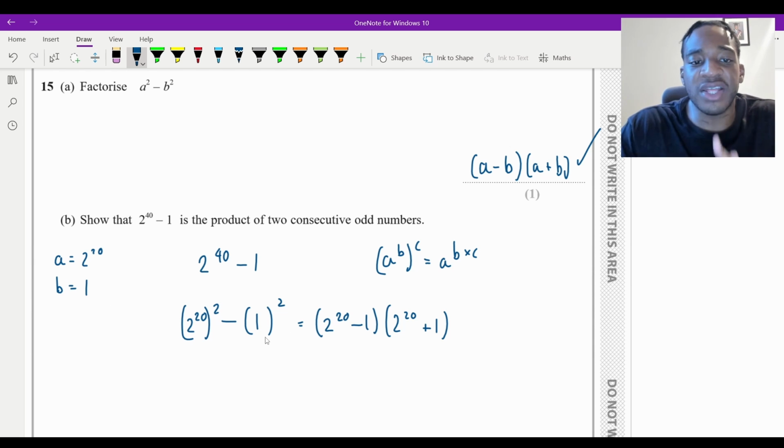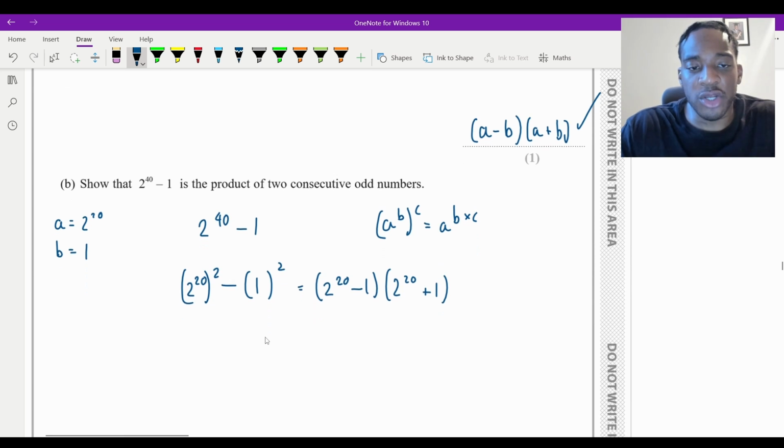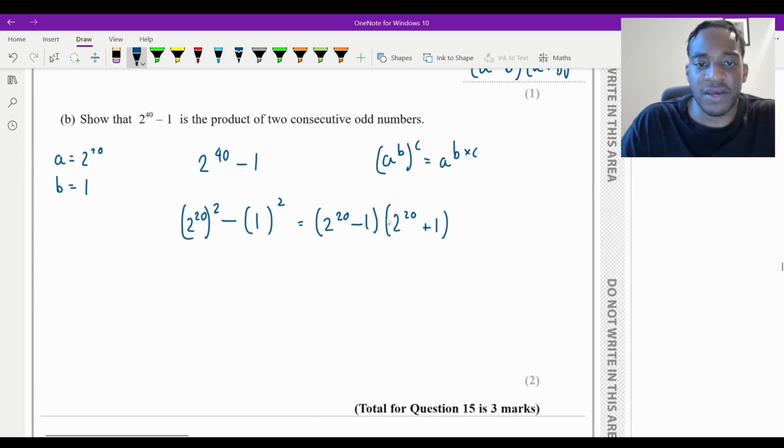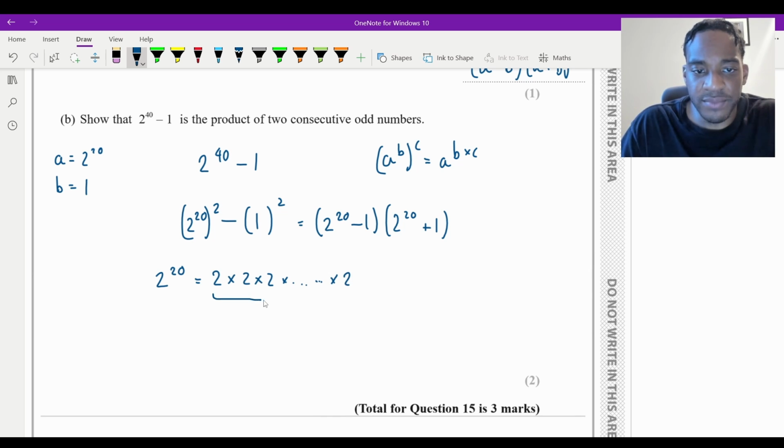Now, remember, we're trying to prove that this is the product of two consecutive odd numbers. So we need to analyze what we have in the brackets here. Firstly, I've got 2 to the power of 20 in both. And then I've got a subtraction of 1 and then an addition of 1. So there's a difference going on here. So I'm going to analyze 2 to the power of 20. This is just multiplying 2 by itself 20 times, isn't it? Now, 2 is an even number. If I keep multiplying by 2, it's going to be even. So I'm multiplying 2 by itself 20 times, and this is definitely an even number.